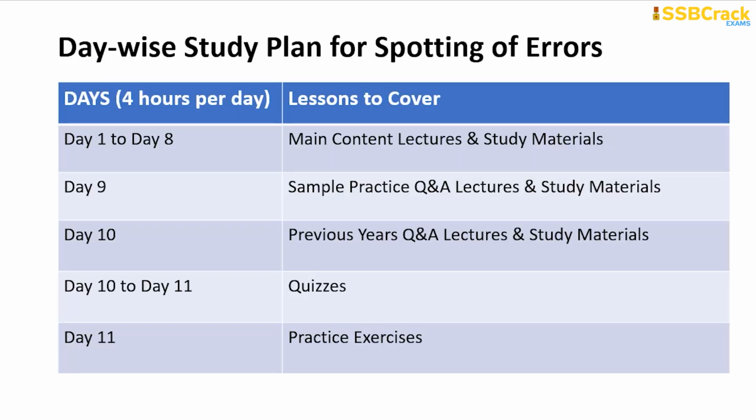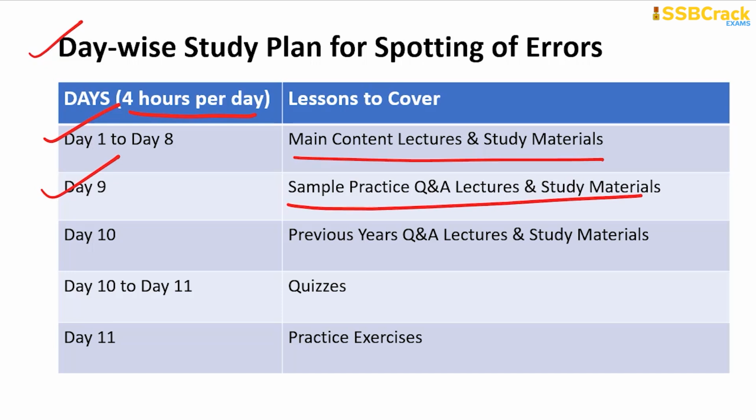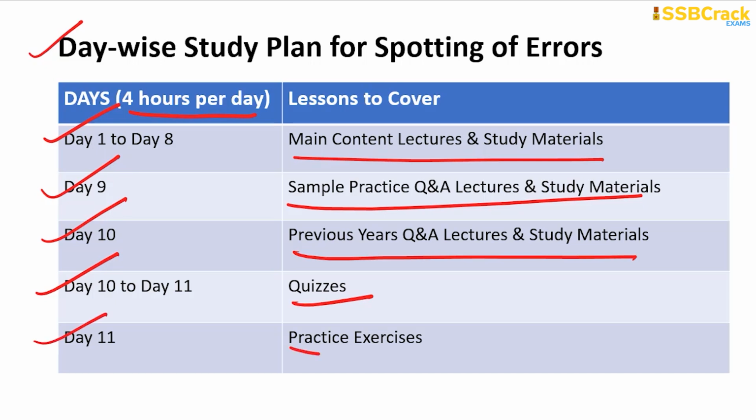So let's see what our day-wise study plan for spotting of errors is. For the 100-day study plan, you need to contribute 4 hours per day for each topic. Similarly here, from day 1 to day 8, you need to complete the main content lectures and study materials of the topic. On day 9, you need to go through all the sample practice Q&A lectures and study materials. On day 10, complete the previous year's Q&A lectures and study materials. Day 10 to day 11, you need to go through the quizzes, and on day 11 itself, you need to do the practice exercises of spotting of errors.